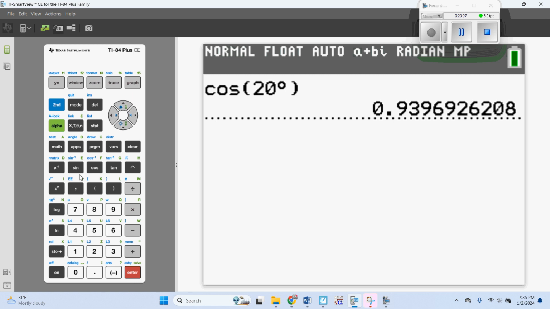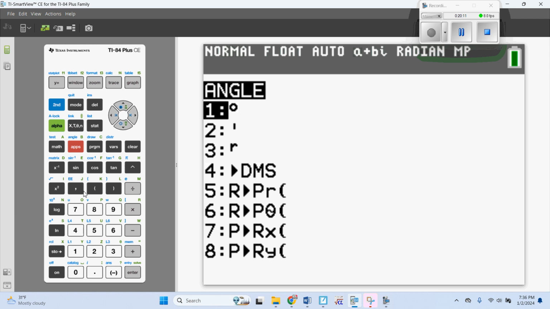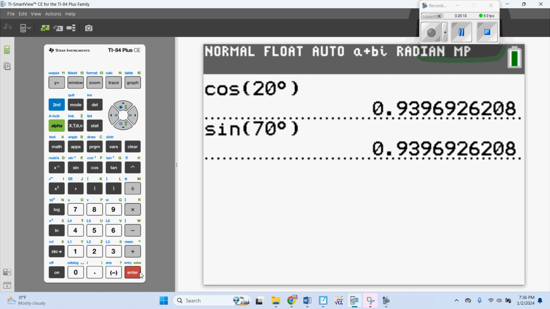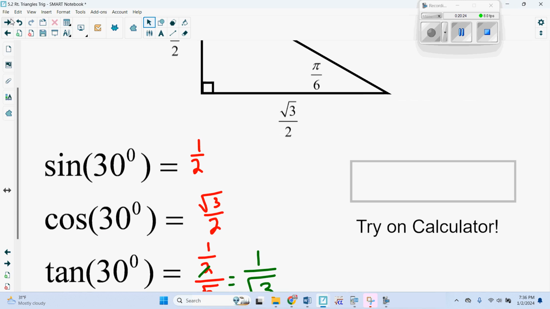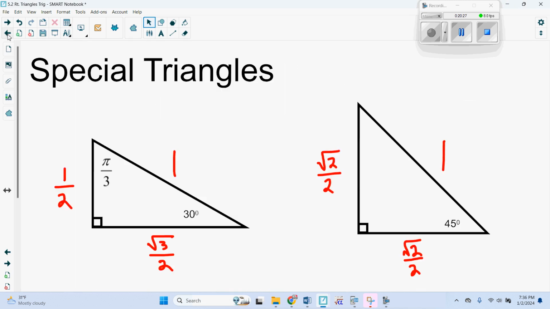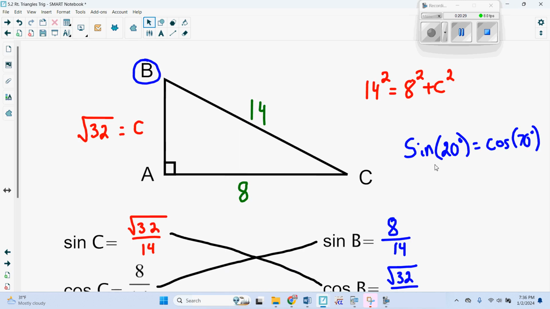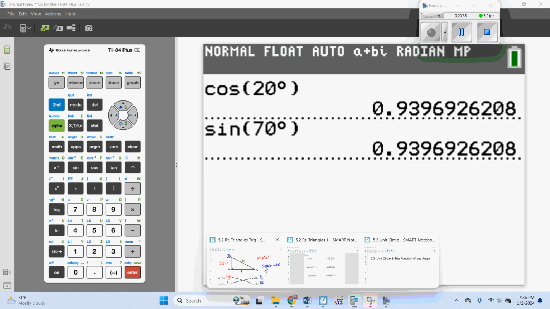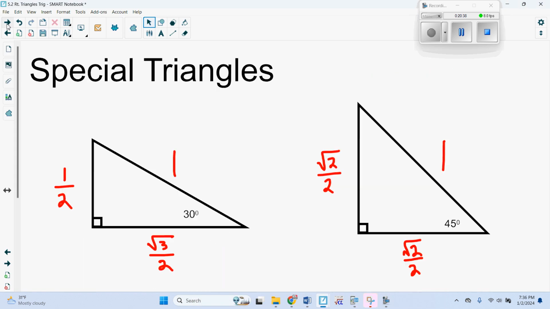Now, while we're here, let's talk about our cofunction identities. We talked about how the sine and cosine of 20 and 70 are the same thing because they add up to 90. They are the opposite of the triangle. If you remember, we wrote that back here somewhere. Oh, I did it the opposite. I did sine of 20 and cosine of 70. I did it a little bit backwards there, but the same idea holds true. Okay.